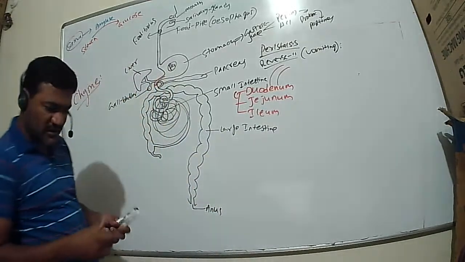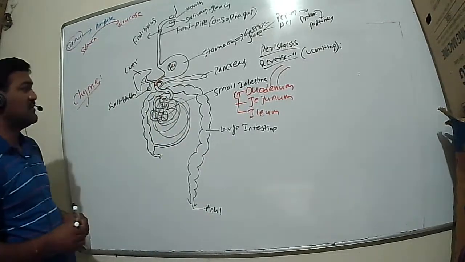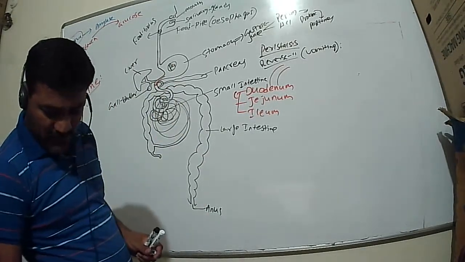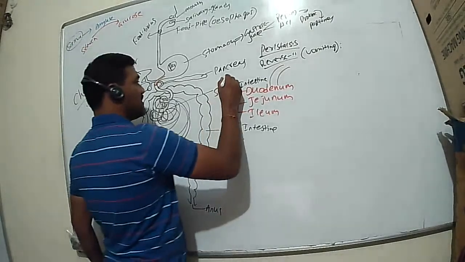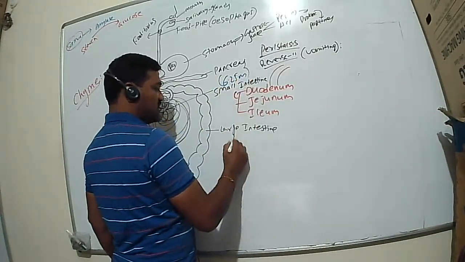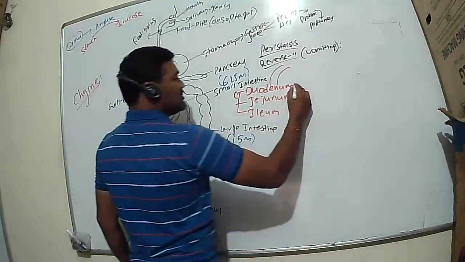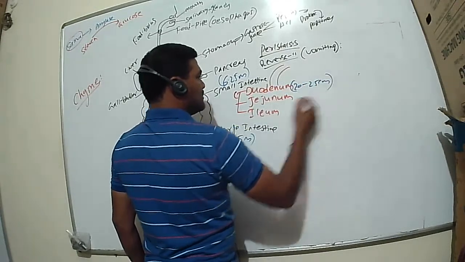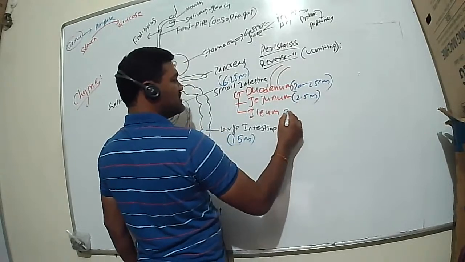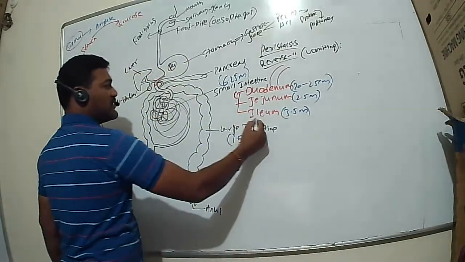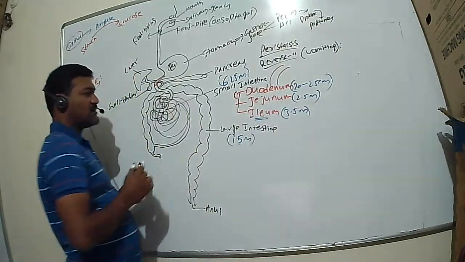Generally, the longest part of the entire digestive system is the small intestine. It is about 6.25 meters long, the longest part. But the large intestine is only 1.5 meters long. The duodenum is 20 to 25 centimeters. The jejunum is about 2.5 meters, and the ileum is about 3.5 meters. So the longest part is again the ileum. The jejunum is the very much coiled part. The ileum is a very long part where the food is absorbed.